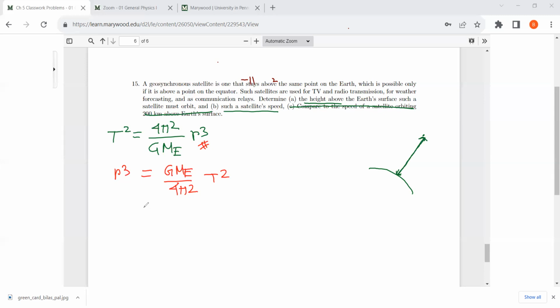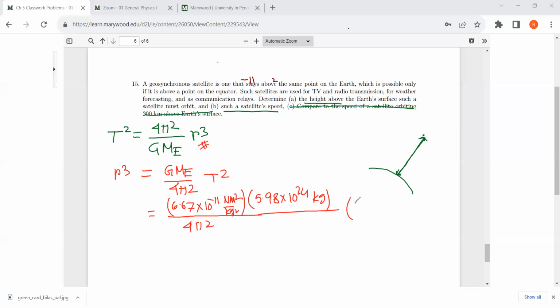So then plug in all the known values. G is 6.67 times 10 to the power minus 11 Newton meter square per kilogram square. Mass of Earth is 5.98 times 10 to the power 24 kilogram, and then 4 pi square, and T is 1 day. 1 day is 24 hours.